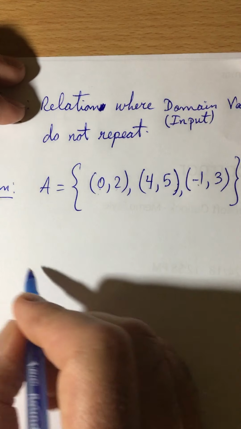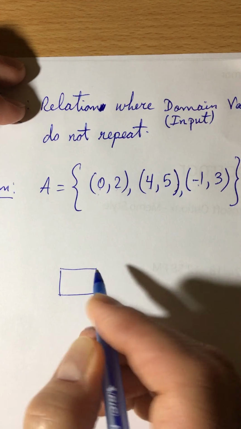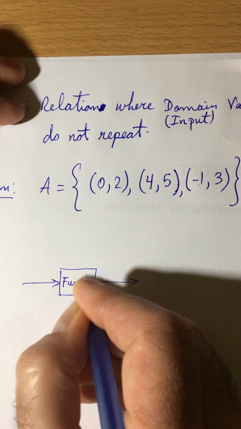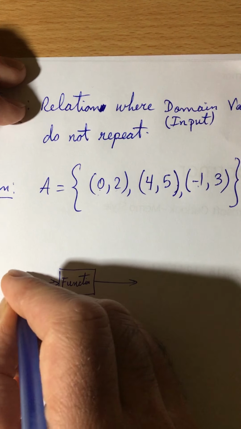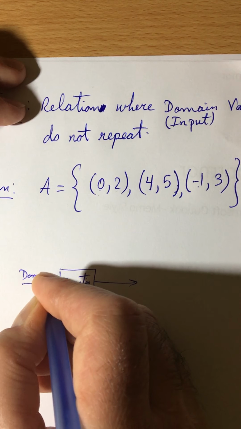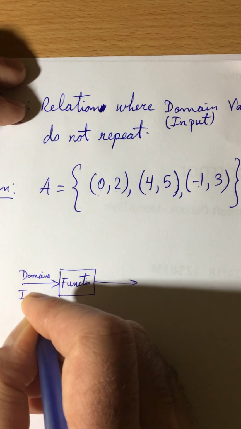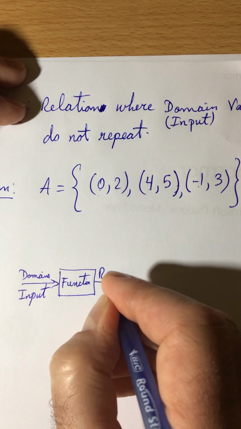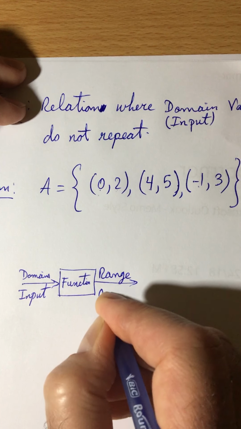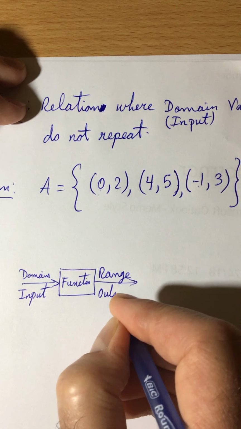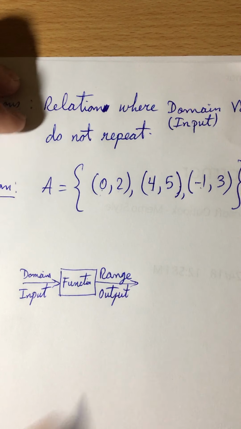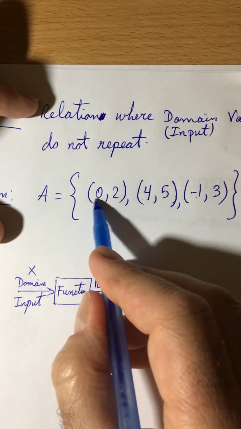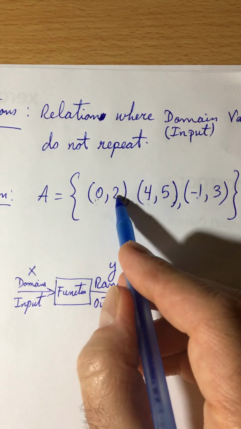I'm sure you guys have seen this very crude picture in middle school where you have a function machine. Something goes in, we call it domain or input or independent value. Something happens in the machine, and what comes out, we call it range or output or dependent value. So my x values are usually called the domain, the y values the range, usually, not always.